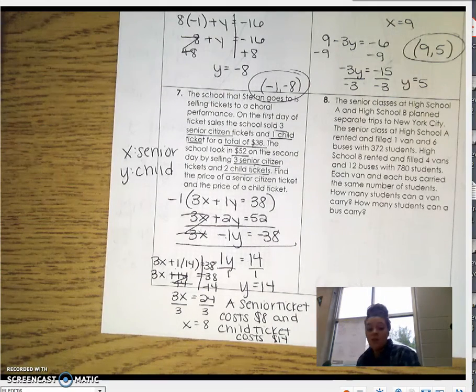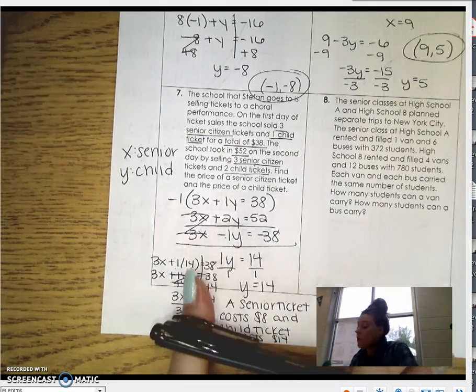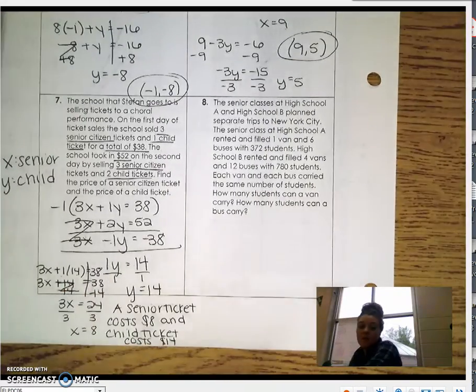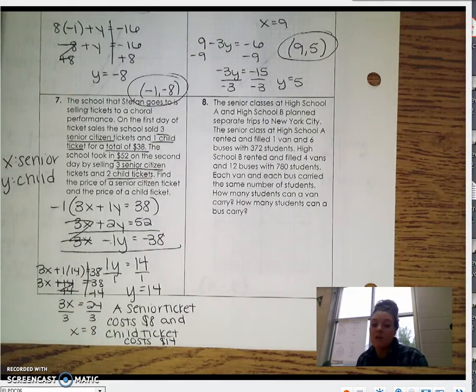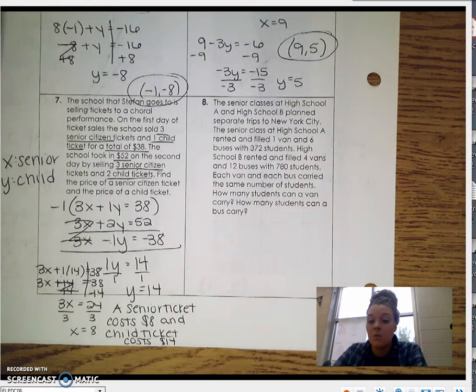Alright, we're going to do the very same thing for number 8. This time it says the senior class at High School A and High School B planned separate trips to New York City. The senior class of High School A rented and filled 1 van and 6 buses with 372 students. High School B rented and filled 4 vans and 12 buses with 780 students. Each van and each bus carried the same number of students. How many students can a van carry? How many students can a bus carry?